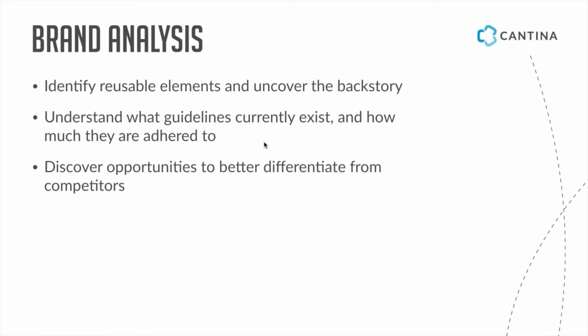For anything that has a design established, there's always going to be a backstory of how they got there that you're not going to be able to see just from looking at the pages themselves. So it's important to uncover what that is. The other piece of this is understanding what current guidelines are already in existence and how much they're adhered to. Some places have 200-page style guide books, but for one reason or another, they're not actually applicable to the new product that they're designing. So it's important to understand those.